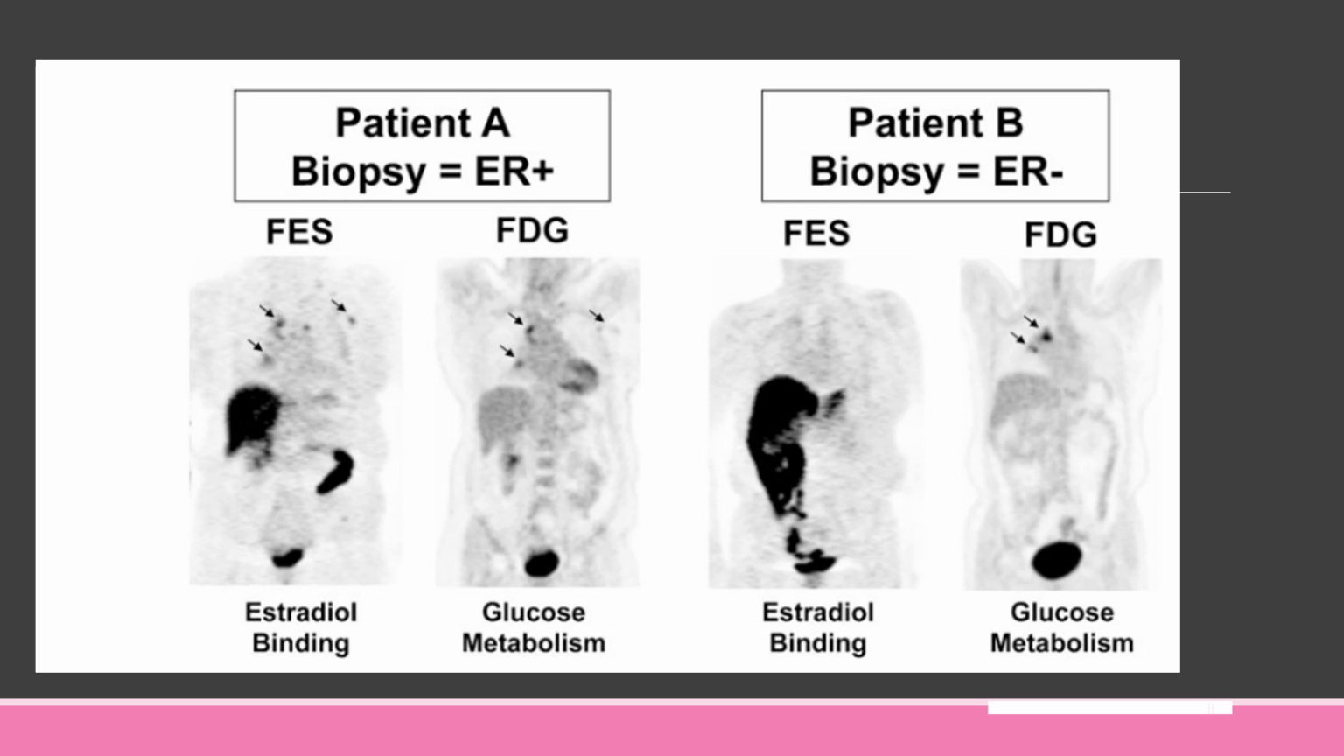These are two patients. The scans were done prior to therapy. With patient A, there are mediastinal lesions that are appreciated by both FES and FDG. Core biopsy of the metastatic axillary lesion showed ER positive breast cancer. That's this one. And then patient B also had mediastinal disease. You see it down here. And that's clearly seen on the FDG, but not visible on the FES study, and the needle biopsy showed that the patient did have ER negative breast cancer.